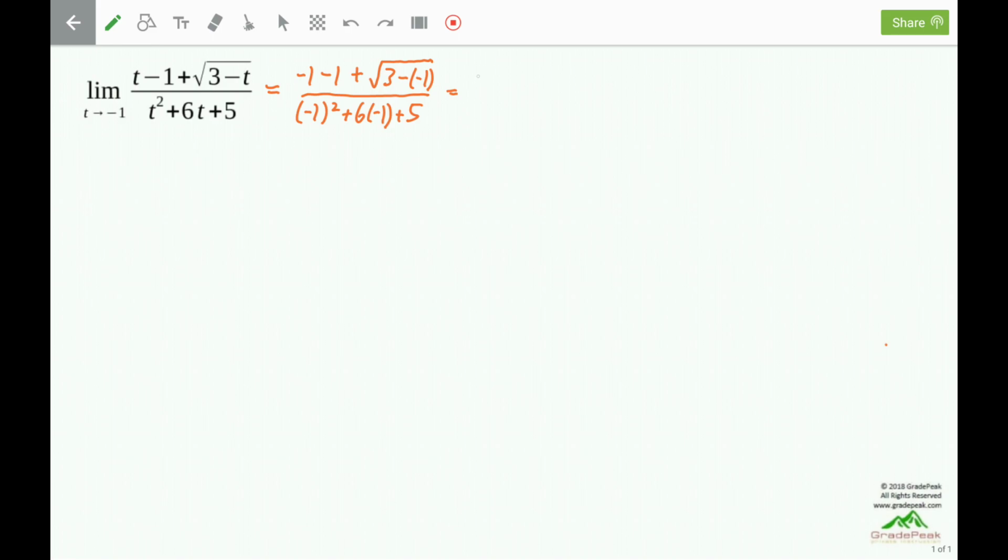In the numerator, that will give us -1 minus 1, which is a -2, plus the square root of 3 minus a -1, which is +1, divided by -1 squared, which is 1, plus 6 times a -1, which is a -6, plus a 5. So -2 plus the square root of 3 plus 1, which is a 4, divided by 1 minus 6 is a -5, plus a 5.